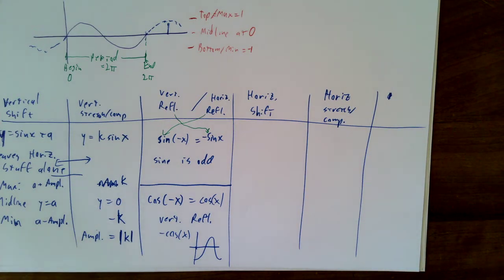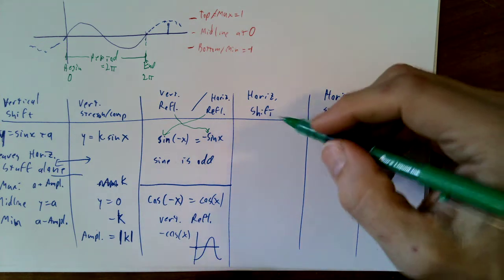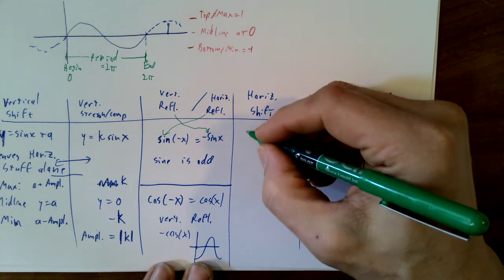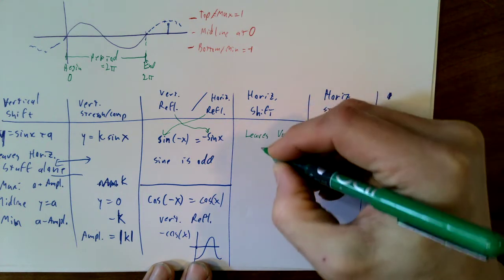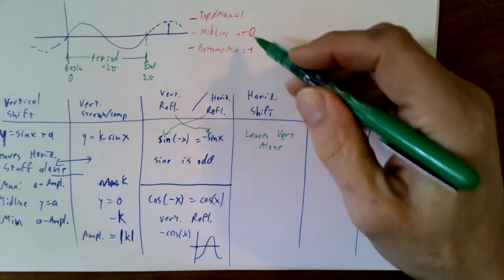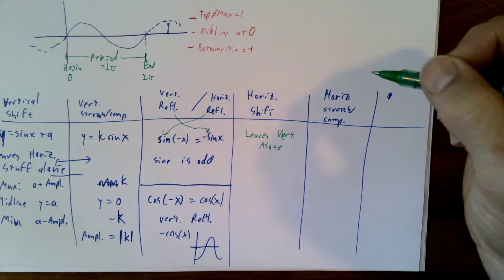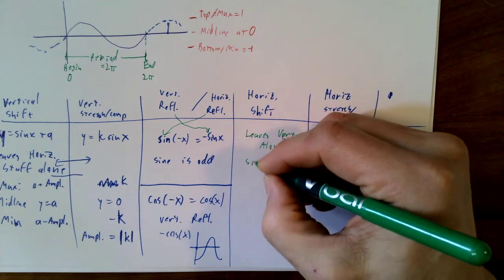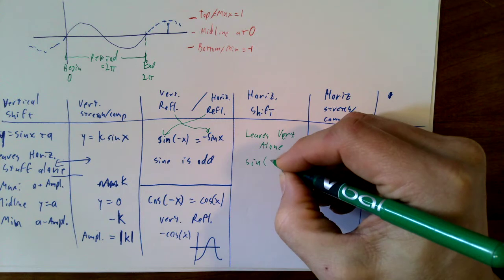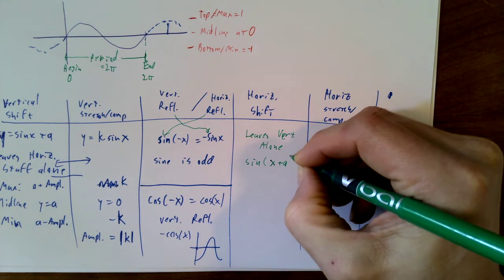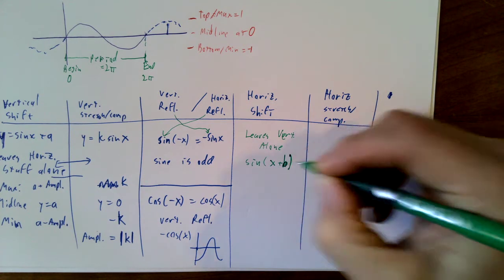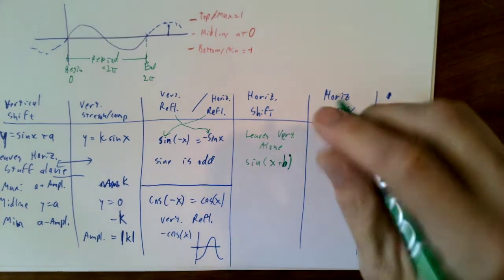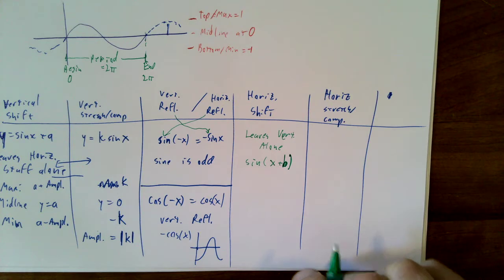Now, horizontal shifts leave the vertical stuff alone. So your midline and your amplitude and stuff would all stay the same. Horizontal shifts is like doing sine of x plus a. I guess I'll use b here, I'm just trying to use some different letters in there. But sine of x plus b is going to move it b units in one direction or the other.